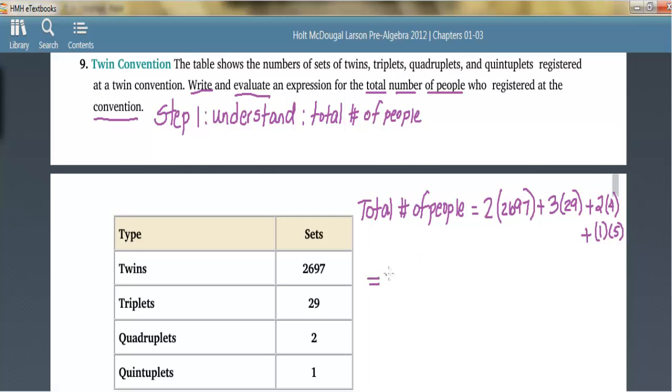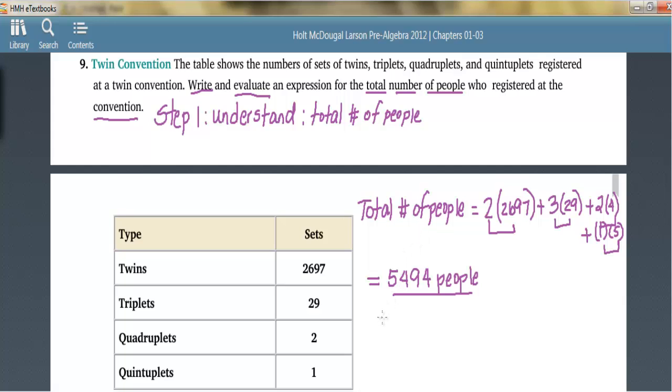Okay? Now to figure this out, I first have to multiply all of these first, and then you can add all of them, and that will give you a total of 5,494 people in total. And that's what they were asking for. And that's what we found.